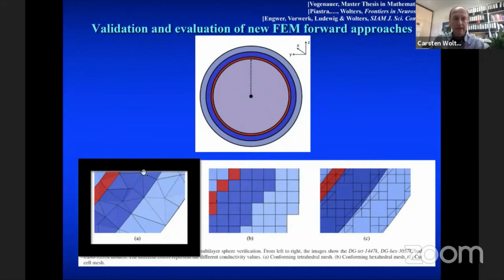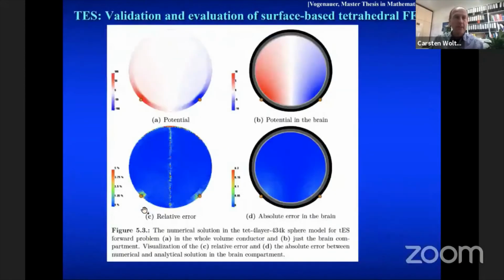But if we first only look at surface-based tetrahedral approaches, here the simulation has been run by Nicolas Vogenauer in a recent master thesis study, where we have a stimulation scenario. We inject the current at this anode and we extract the current at this cathode. And then we compare the numerically computed potential distribution in this 4-compartment sphere model to the analytical solution. First of all, this is just the solution, the potential distribution of this stimulation scenario if we look at the overall model.